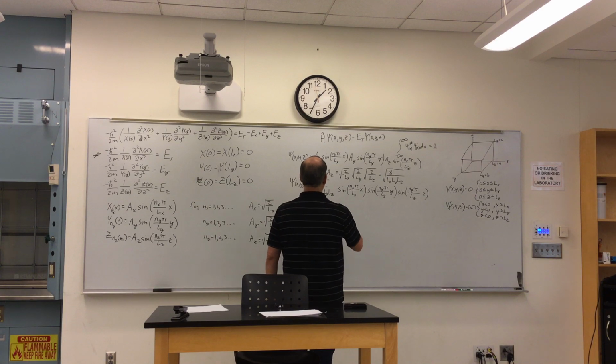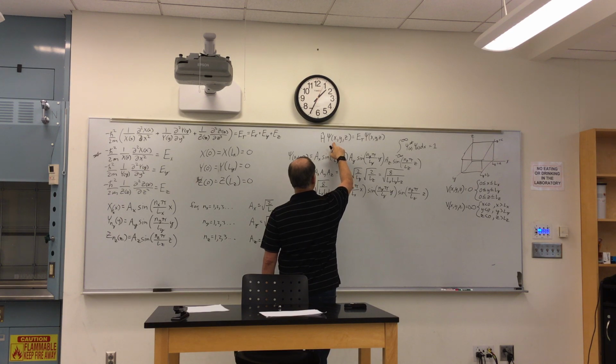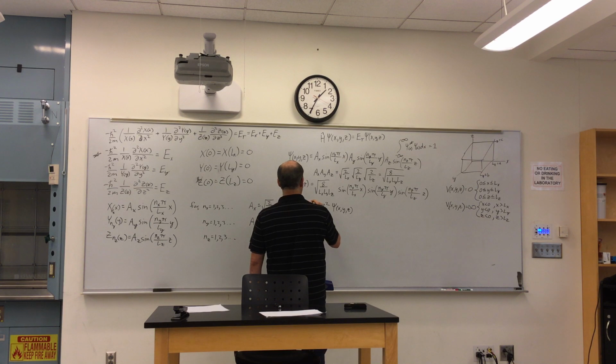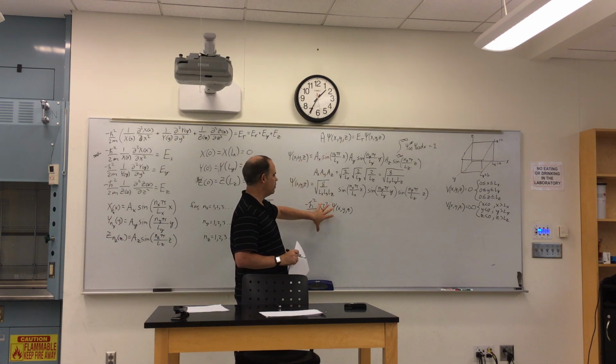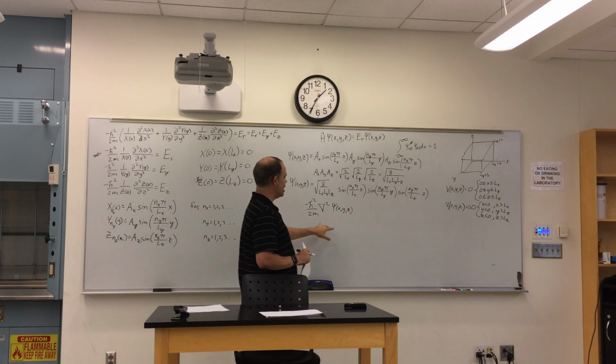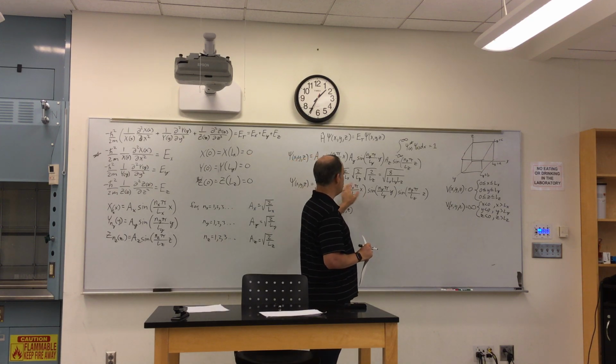Okay, so we take the second derivative of our wave equation with respect to x, y, and z, and then have our minus h bar squared over 2m, right? This here is our H hat. We apply that, taking the second derivative of each one of these with respect to the x value, y value, z value, individually.